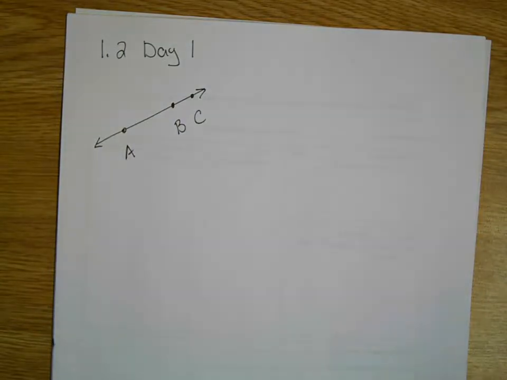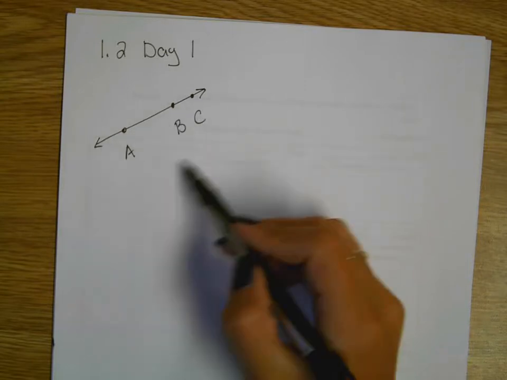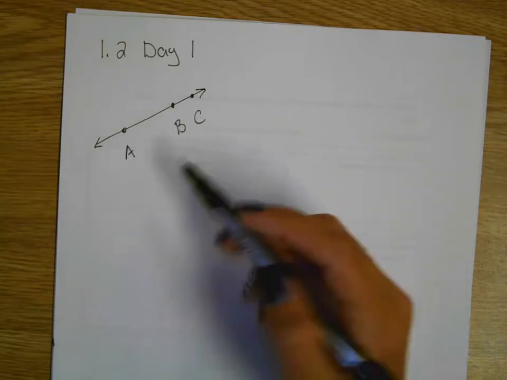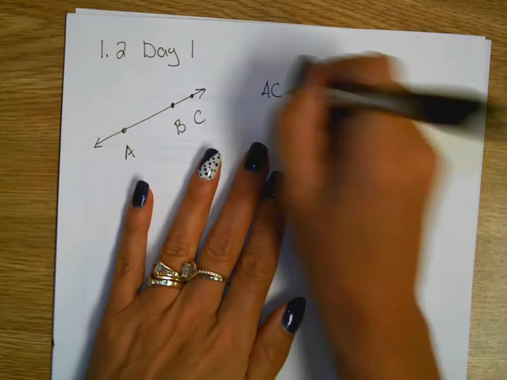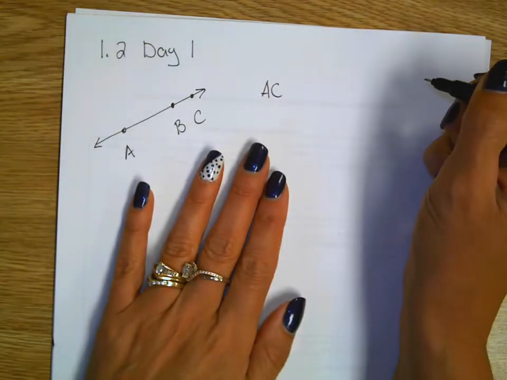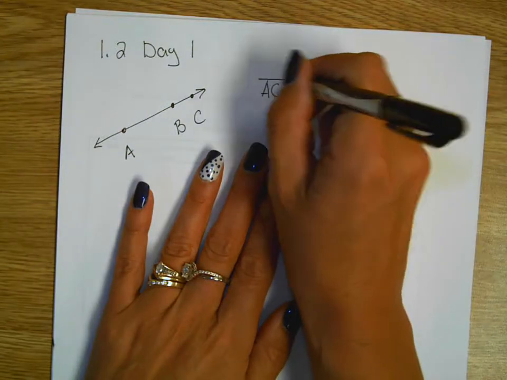Okay, naming lines, segments, and rays. Should be pretty straightforward. How do you name a line correctly? How should I name this line, or could I name this line, I should say? Line AC. So AC, and how do I make it line AC? Just put the arrow over top.